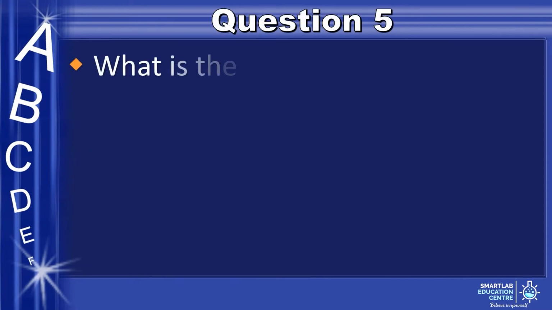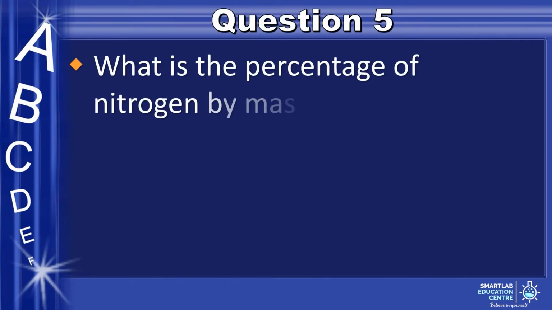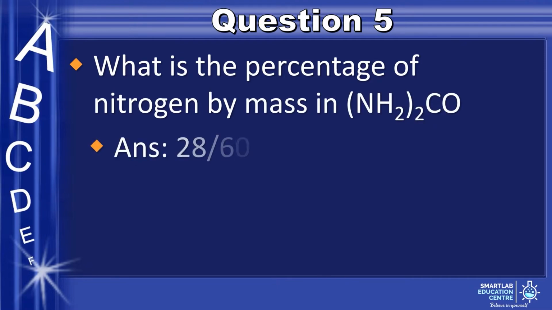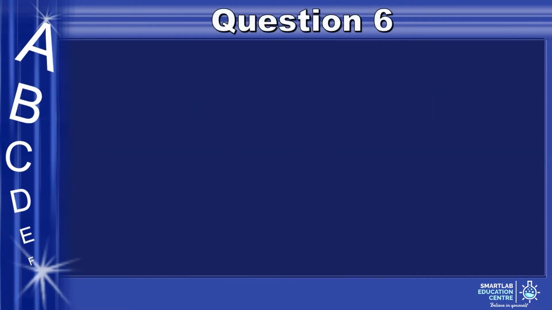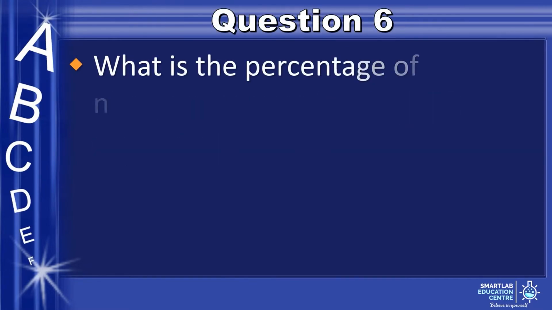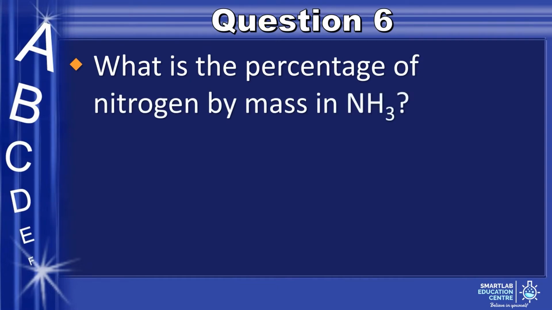What is the percentage of nitrogen by mass in this compound? It will be 28 divided by 60 times 100%. Lastly, what is the percentage of nitrogen by mass in ammonia? It will be 14 divided by 17 times 100%.